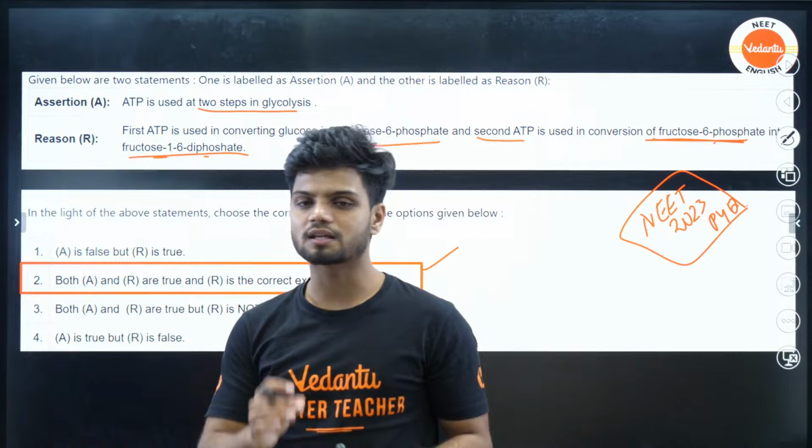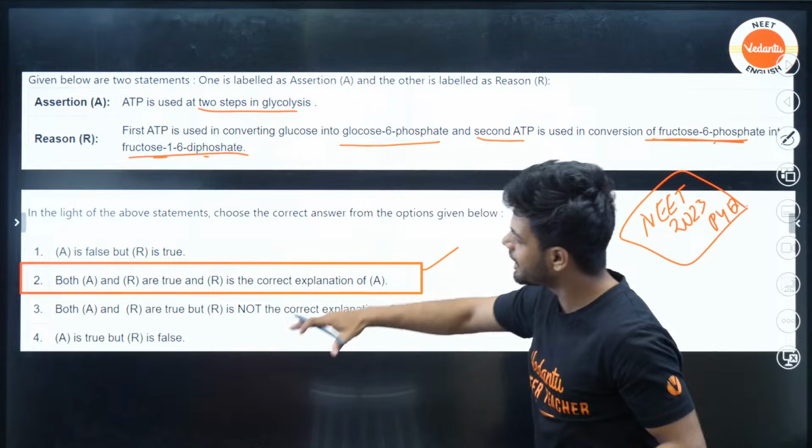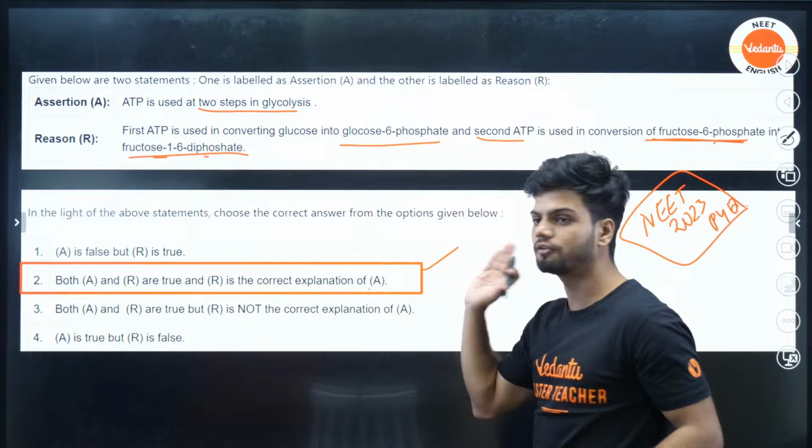No, this is wrong. A is not false. Second, R is also correct. That is, both A and R are true, and R is the correct explanation of A. Clear?